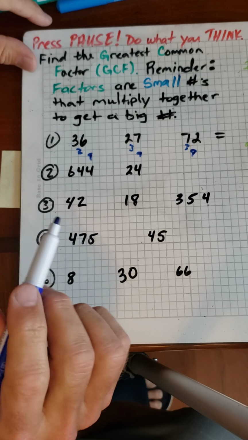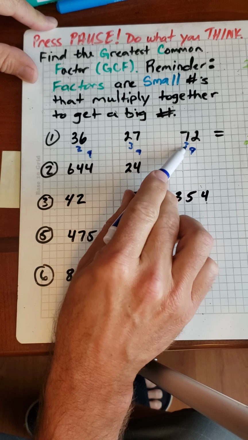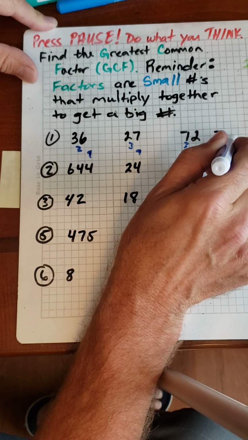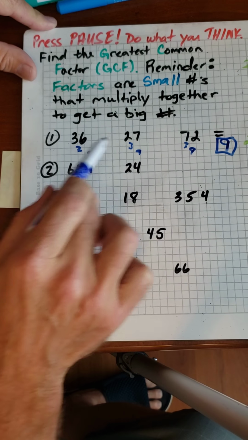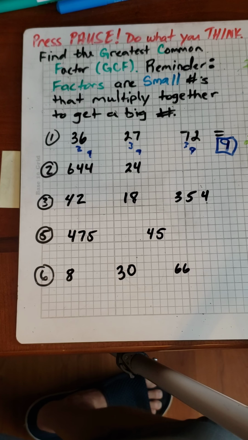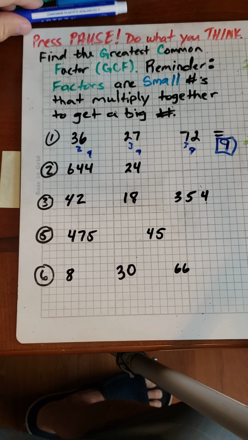Therefore, it doesn't work. So the greatest common factor for this one, greatest means which of these numbers work, which one is better? Which one is the greatest? 9 is the greatest. So the GCF for 36, 27, and 72 is 9, because that's the biggest number that divides into all 3 of them. All right, so now I'm going to take a look at the next one here.